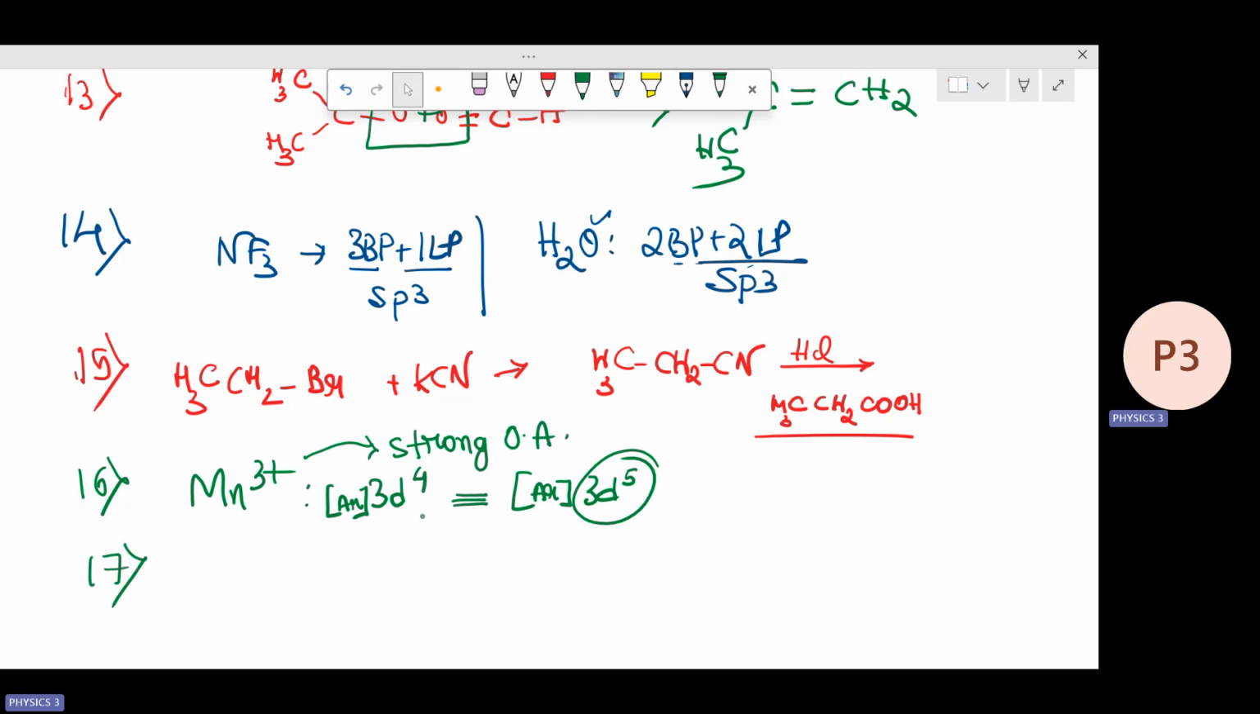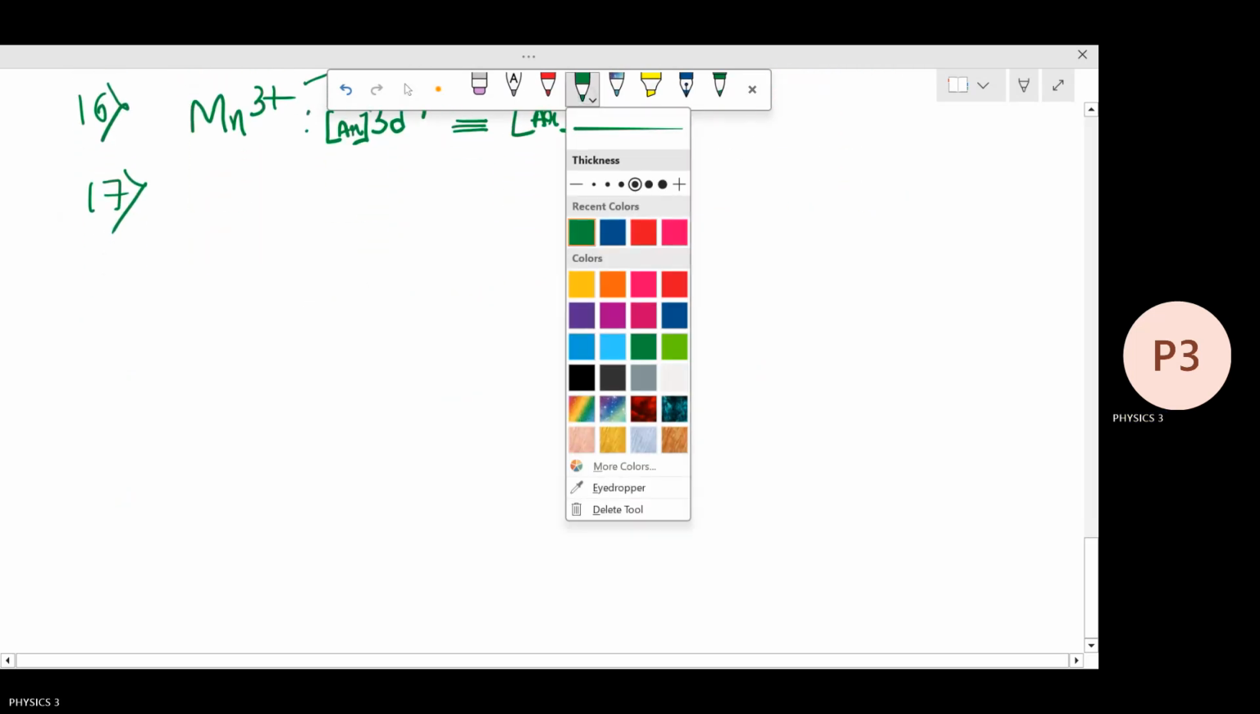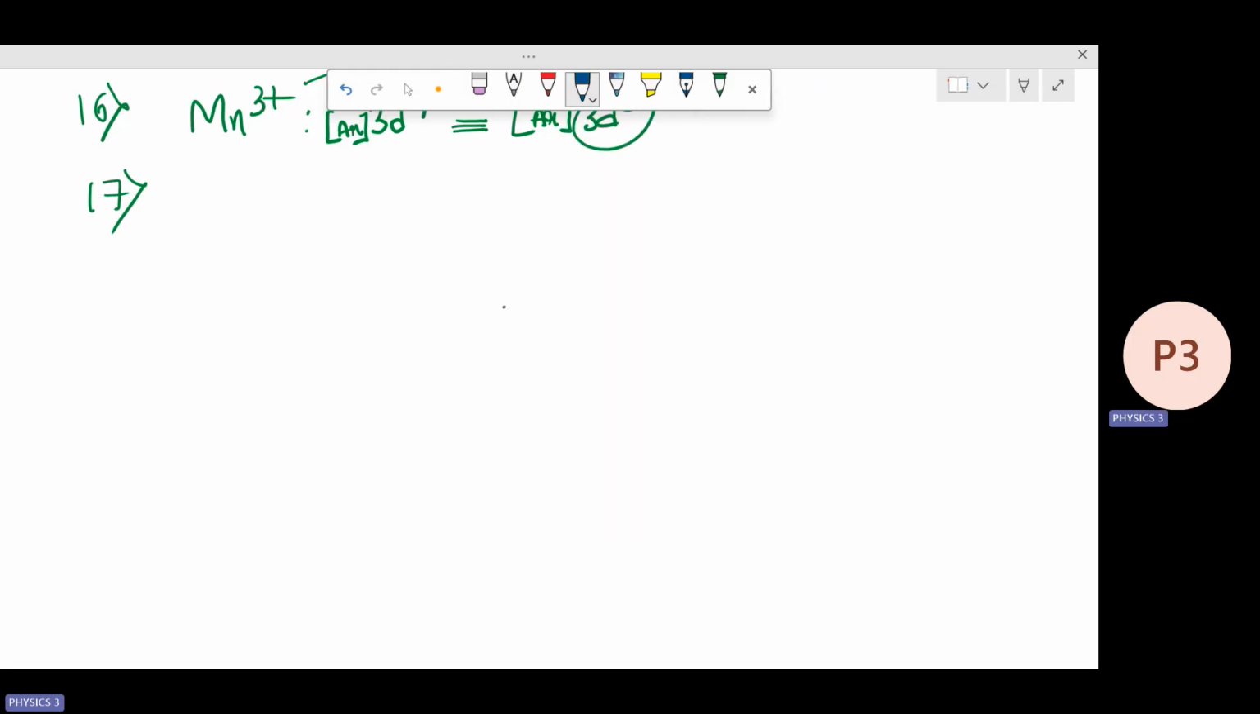Question number 17. In question number 17, they are asking which shows the largest number of oxidation states: actinoids or lanthanoids. The main reason is that it is shown first by actinoids, then lanthanoids. Why is it like this? Because the energy difference between 5f and 6d is less than that between 4f and 5d.